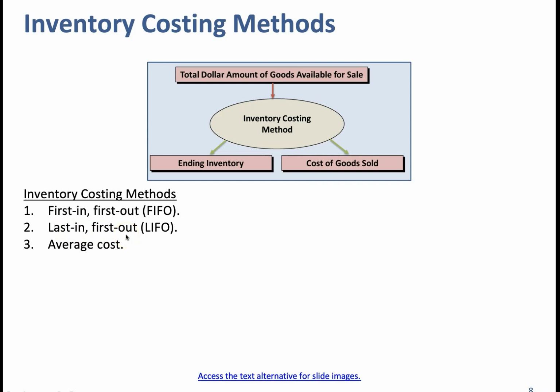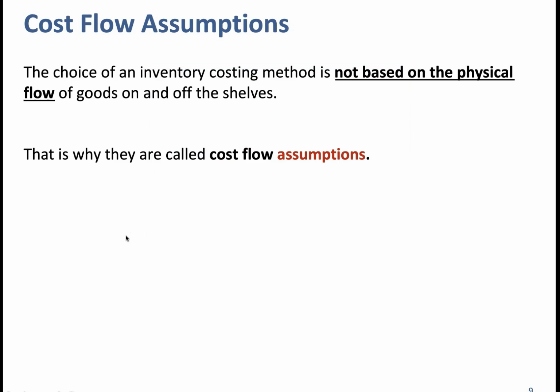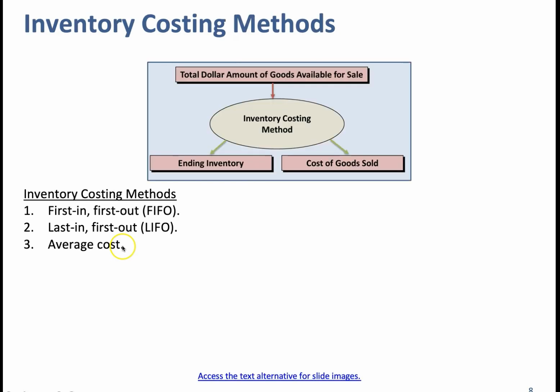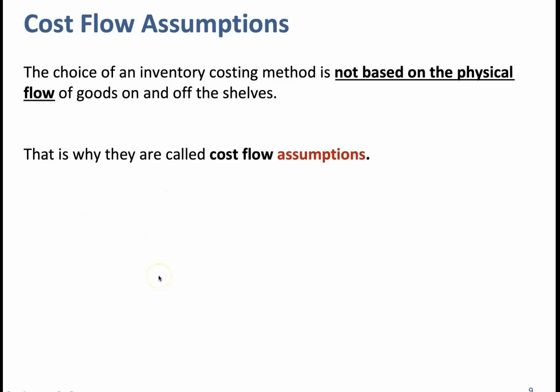Now, what I was just talking about is to help you imagine or visualize how first in, first out, and last in, first out would work in reality. However, when we make our costing assumptions, this is a key point you need to remember: we do not base our costing assumptions on the physical flow of our goods. Which means if you are selling milk, you can still use last in, first out in accounting. You may not sell them in a last in, first out fashion, but you can use LIFO in accounting. That's why they're called cost flow assumptions.